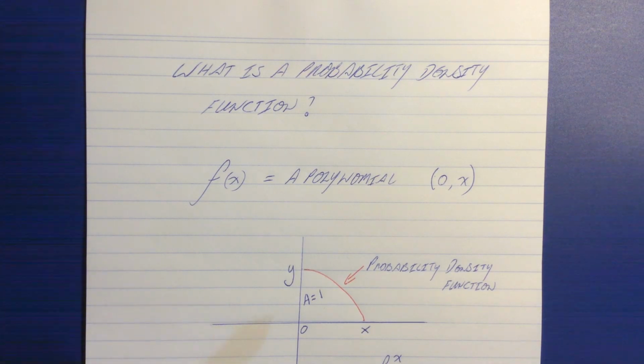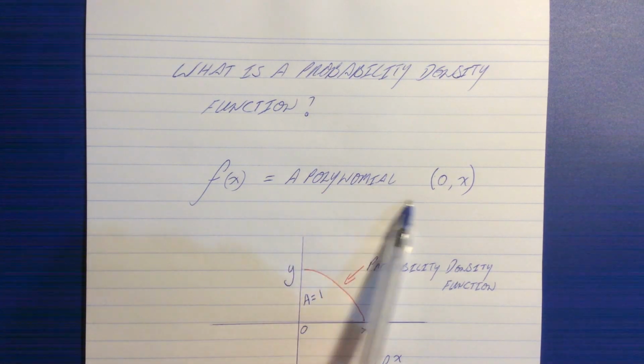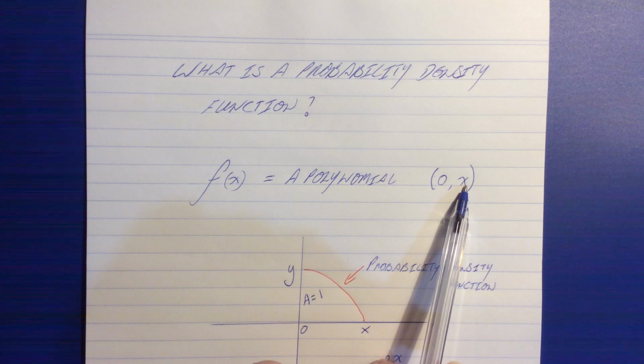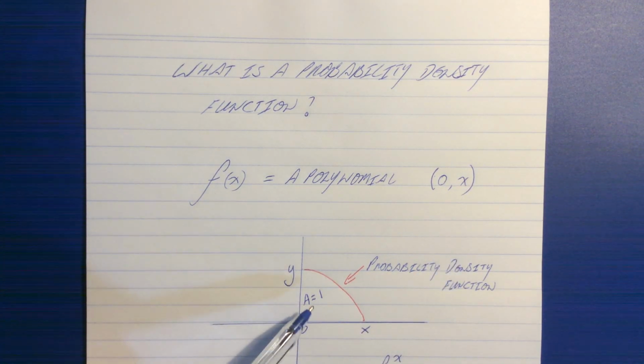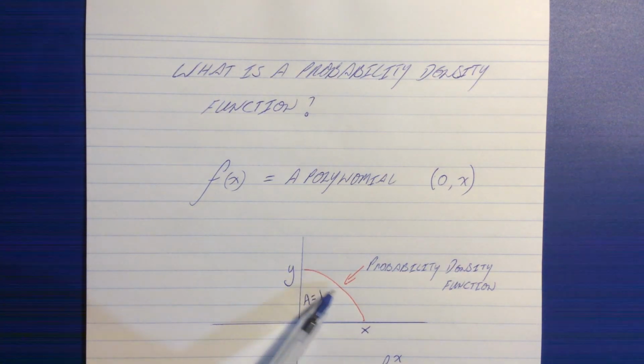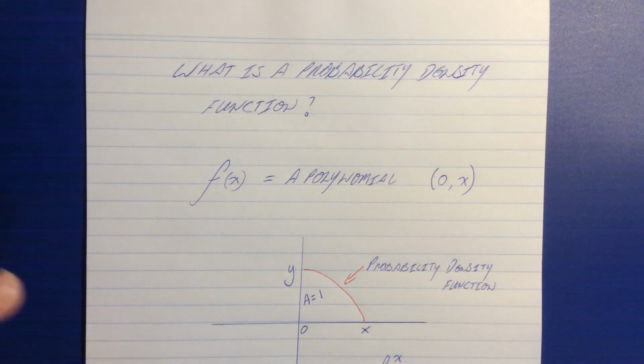So here's our function, a polynomial, and it's got a domain between 0 and x. That domain between 0 and x limits the area under this curve to 1 at maximum, because the probability of an event occurring cannot exceed 1. 1 is an absolute certainty, 0 means that it's not going to occur at all. And what we're interested in is the probabilities between those.